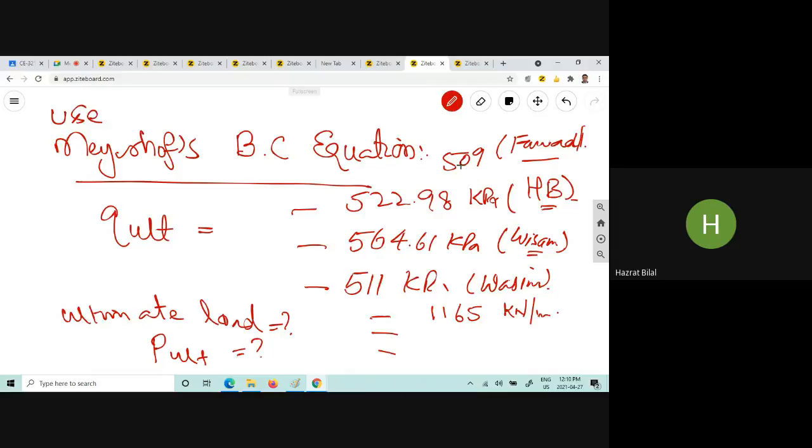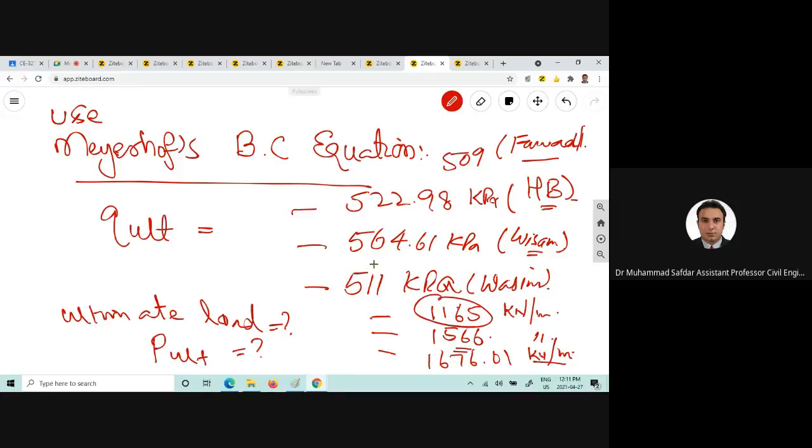Sir, P ultimate mere saath 1566 aa raha hai. 1566. Okay. I need a third value as well. Third and last. Sir, 1676.08 kilonewton per meter. I would say more close to this one, but let's see, you know.